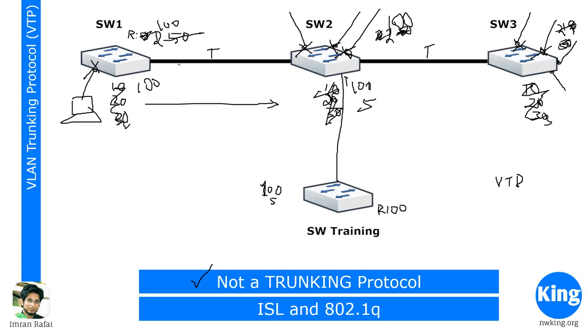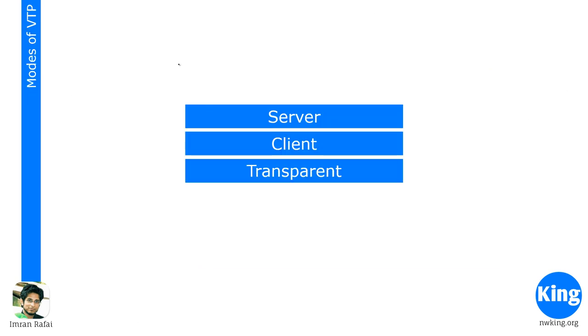And at the end of the day, it's about convenience. If you think it's going to help you, then you can use VTP, and I will show you the other safety mechanisms that you can use to avoid these silly mistakes. So VTP has 3 modes. You have server mode, you have client mode, and you have transparent mode. So let's start with server.